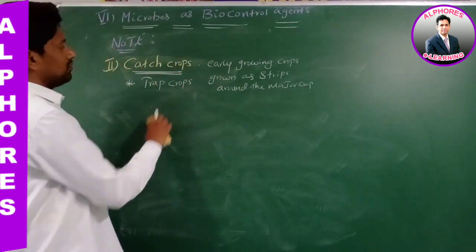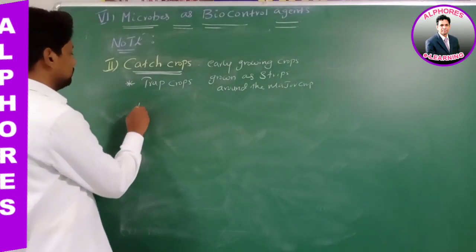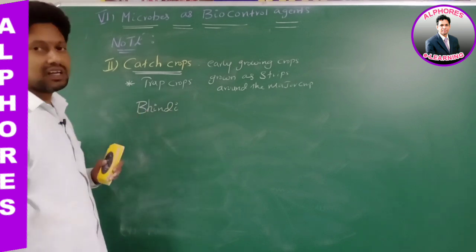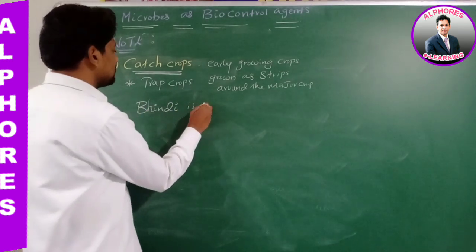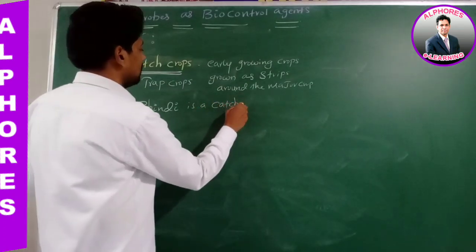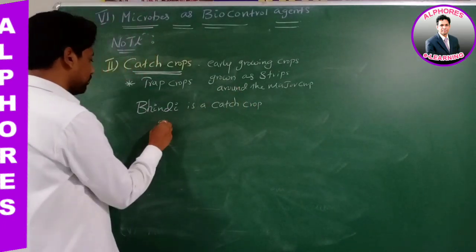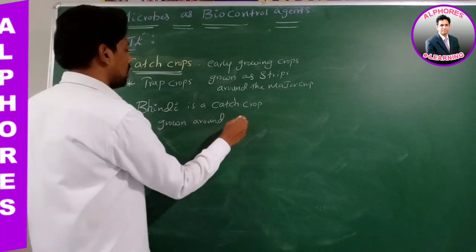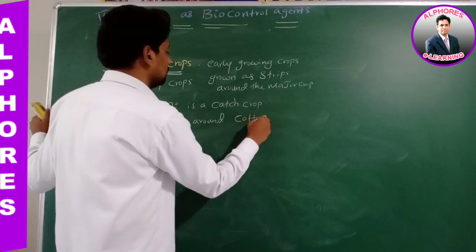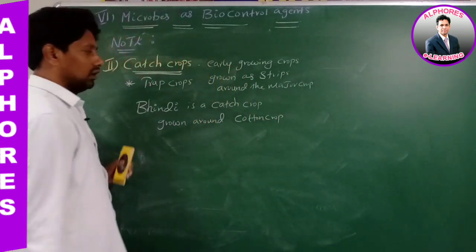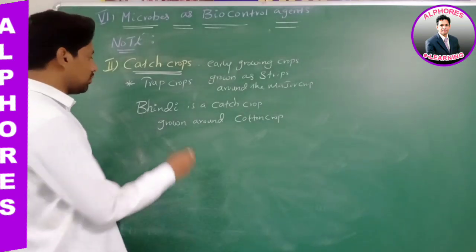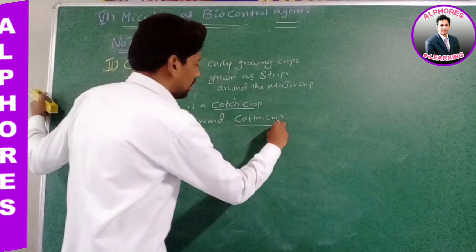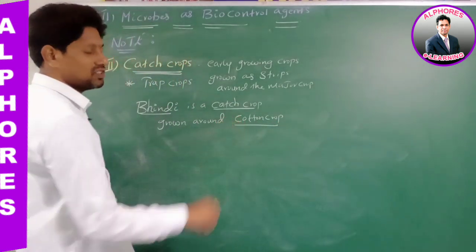What is the best example for catch crops? Bendi. Bendi is a catch crop grown around the cotton crop. Here, bendi is the catch crop, and it is grown around the cotton crop. The major crop here is the cotton crop.